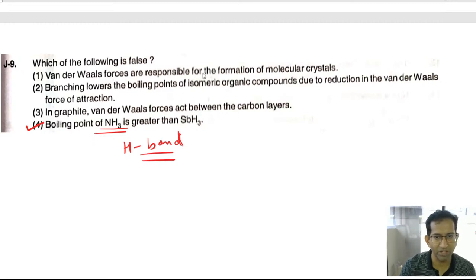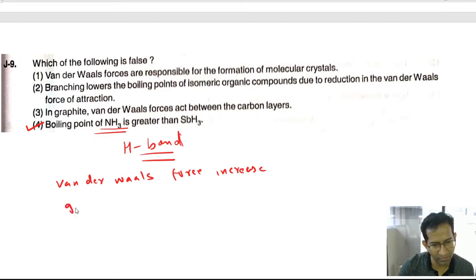Van der Waals forces are responsible for formation of molecular crystal. Why? Because as the van der Waals force increases, the substance changes from gas to liquid and liquid to solid. This we have already discussed in states of matter also.